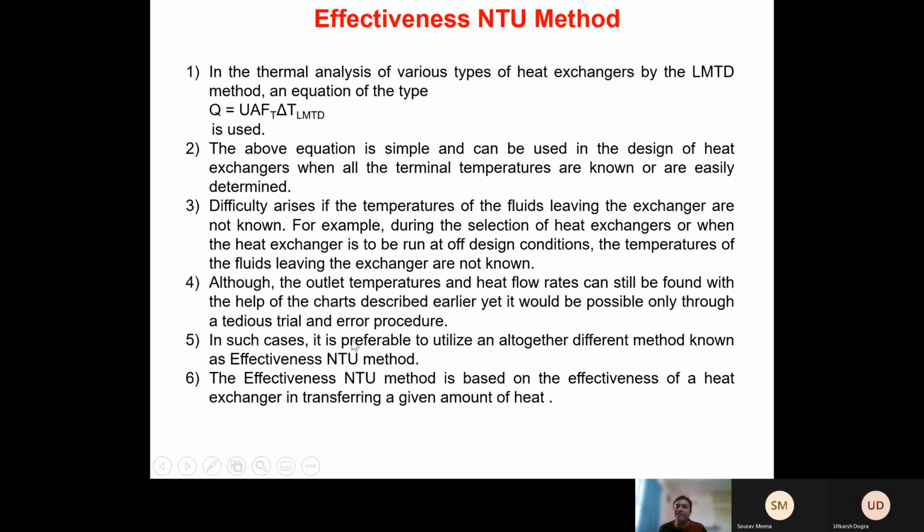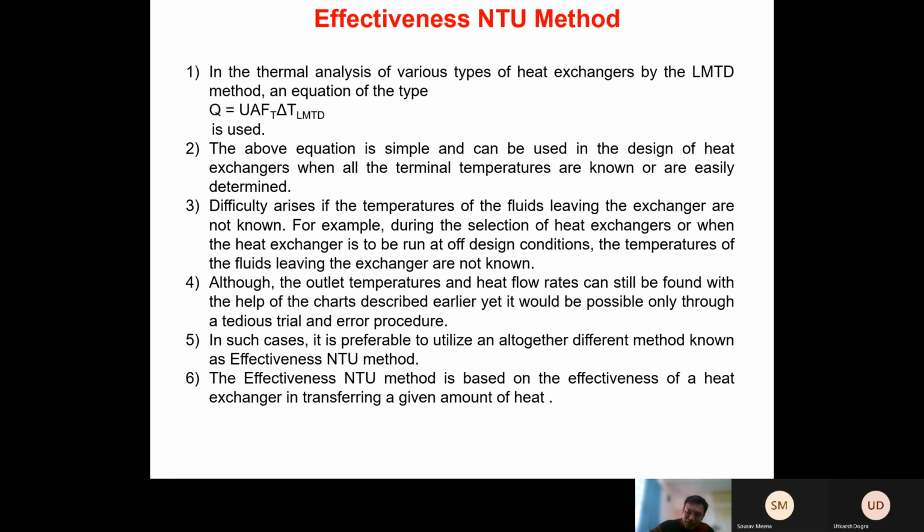In such cases, a preferable method is the effectiveness NTU method. The effectiveness NTU method requires only the input temperatures. It does not require the outlet temperature for designing the heat exchanger. The significance of this method is primarily because it only requires the input temperatures and does not require the output temperature from the heat exchanger. Is it clear to everyone? Does it make sense? Yes, sir.